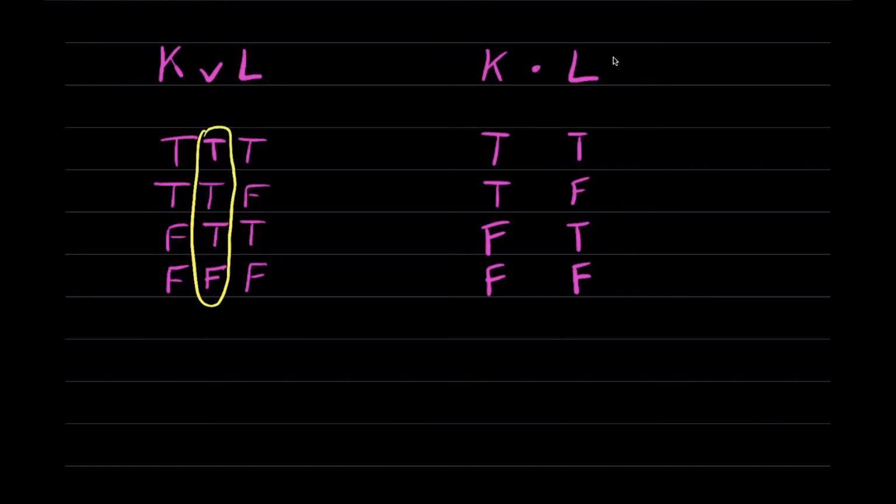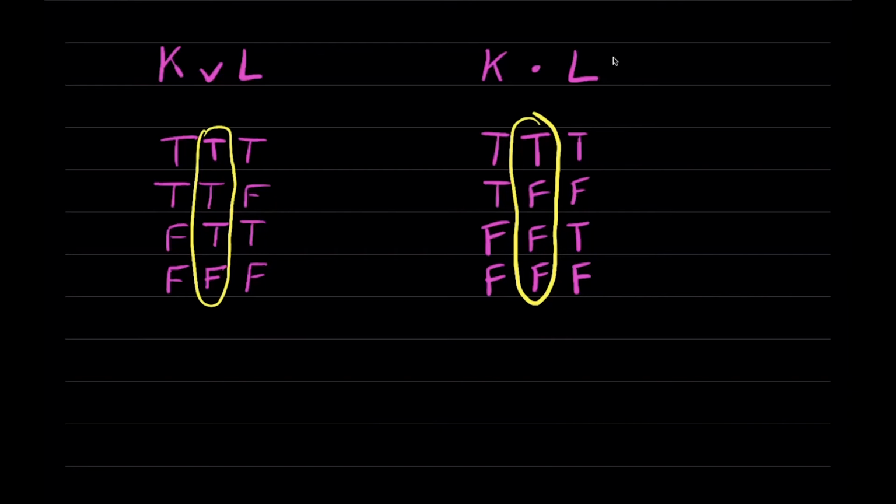For K and L, that's a conjunction, and a conjunction is true only if both conjuncts are true. So in the first row, we've got K and L both being true. That'll give us a true conjunction. But in all the other rows, it's not the case that K and L are both true, so we end up with falses all the way down. And I'm going to circle those values as the values underneath the main operator. Now you can see that these two statements, it's not the case that they have exact truth values. They're not equivalent. In other words, they don't contradict each other. They don't have exact opposite truth values.